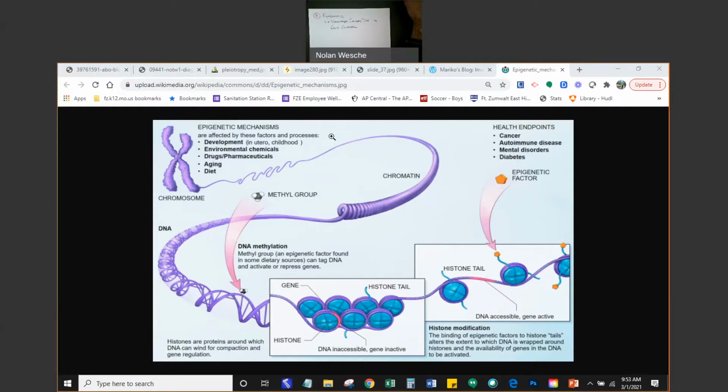So what does this mean? This means health endpoints like cancer, autoimmune disease, mental disorders, and diabetes can be linked to epigenetic factors that are tied to these mechanisms. So really interesting component of genetics. So that's all 8 complex patterns of inheritance. I hope that's helpful, and I'll see you next time.